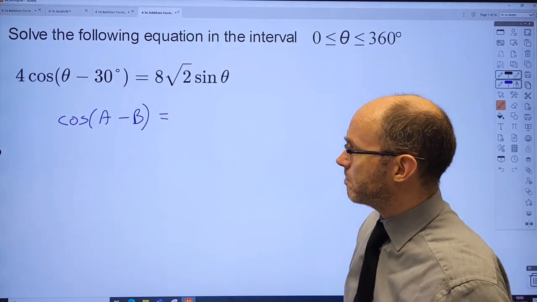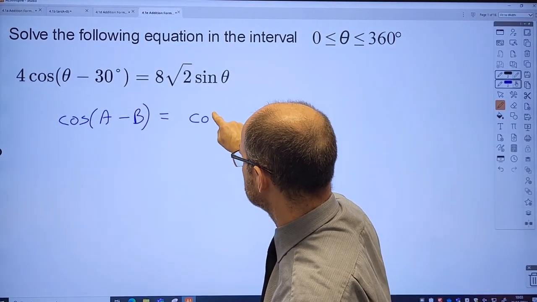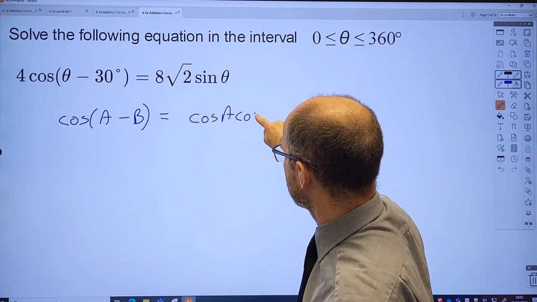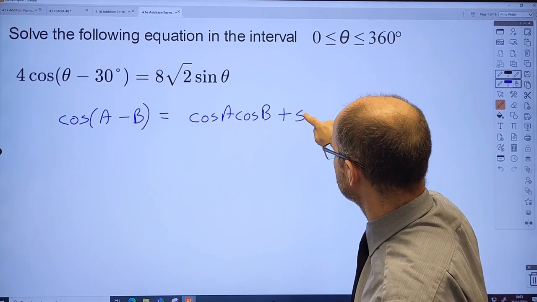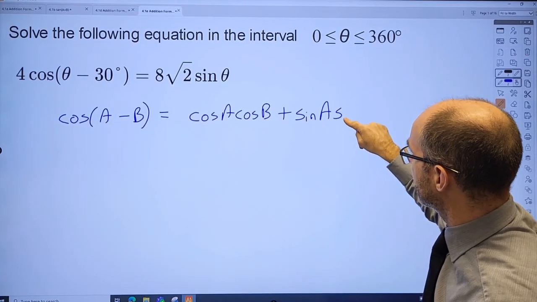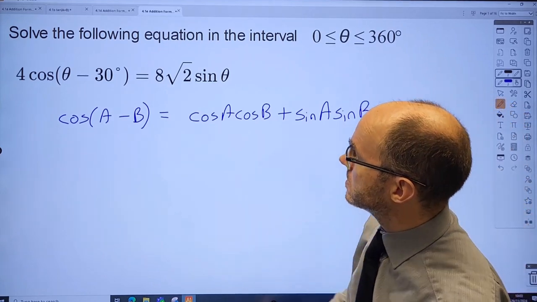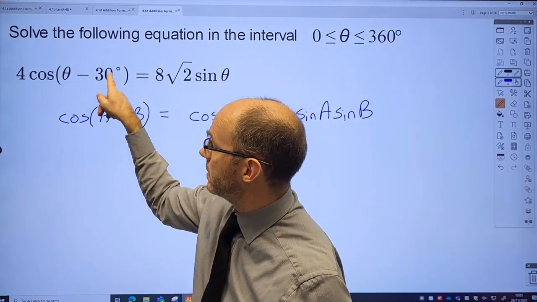All right. Maybe I'm just going to start by writing out what that identity is. So cos A cos B, and that's going to be plus sine A sine B. And what you've got to do is start with the left-hand side, okay, and just write down what you get.